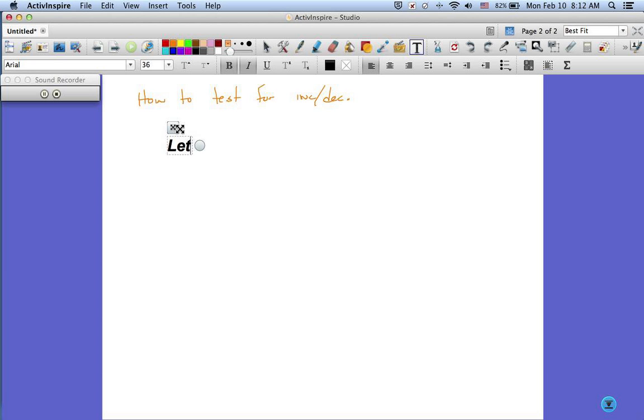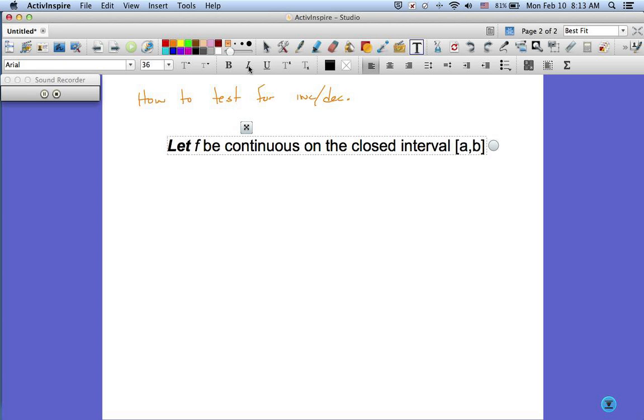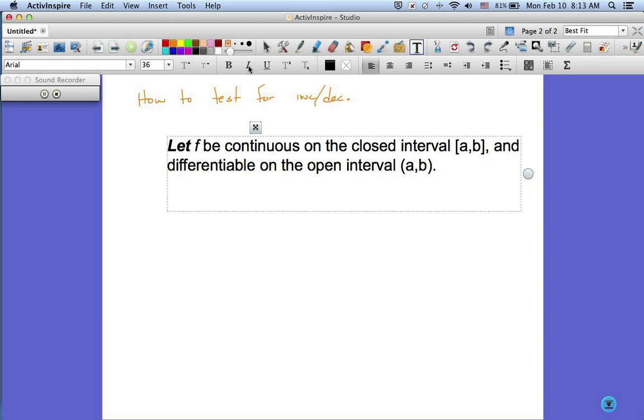Let f be continuous on the closed interval from a to b and differentiable on the open interval from a to b. Okay, if that is true, we have three different scenarios that can occur.